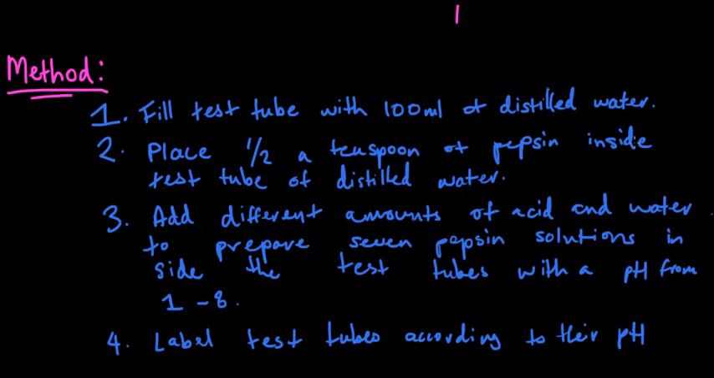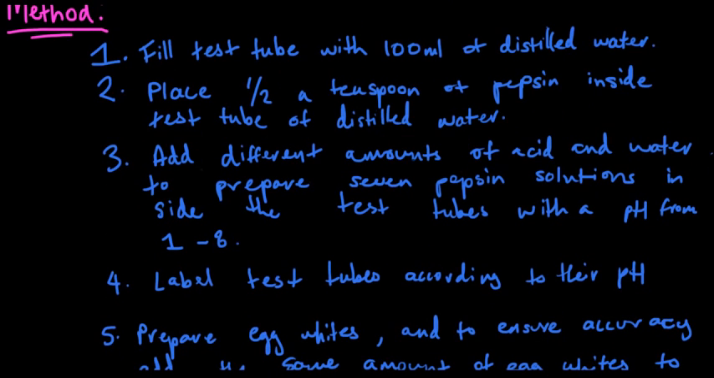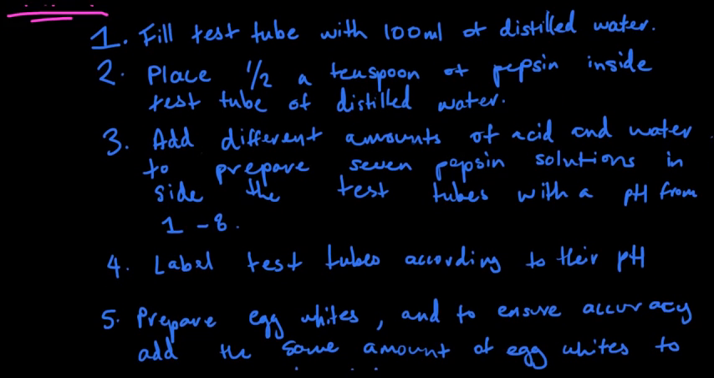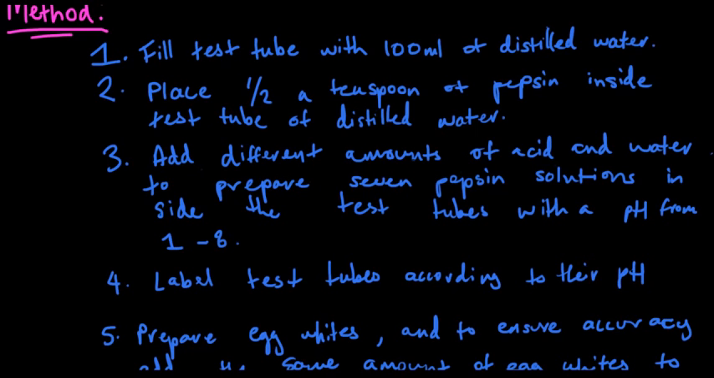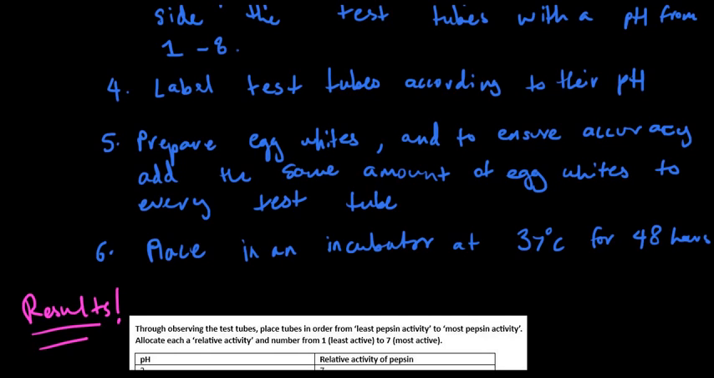Here's my method. Sorry for the messy writing, I was in a rush. Number 1, we fill the test tube with 100 ml of distilled water. 2, we place half a teaspoon of pepsin inside the test tube of distilled water. Add different amounts of acid and water to prepare 7 pepsin solutions inside the test tubes with a pH from 1 to 8. We can label these test tubes according to their pH. We prepare egg whites and, to ensure accuracy, add the same amount of egg whites to every test tube.